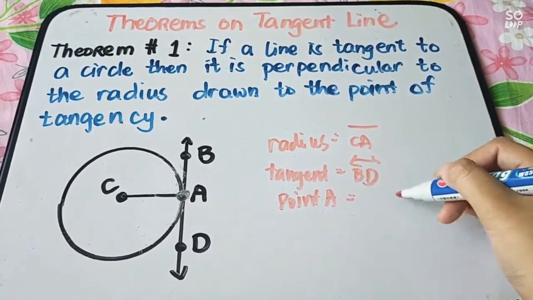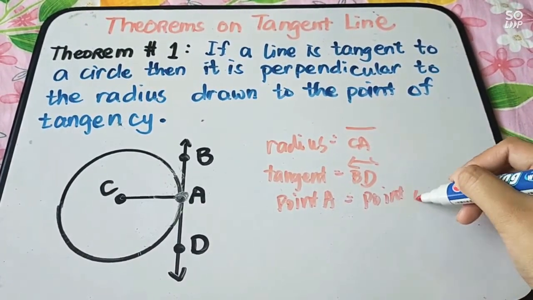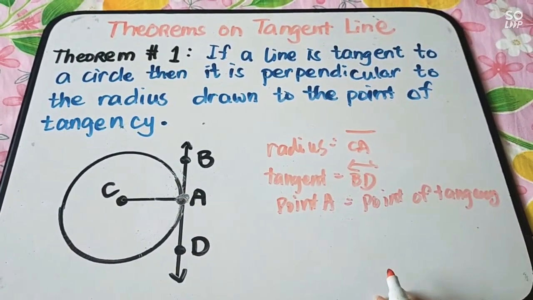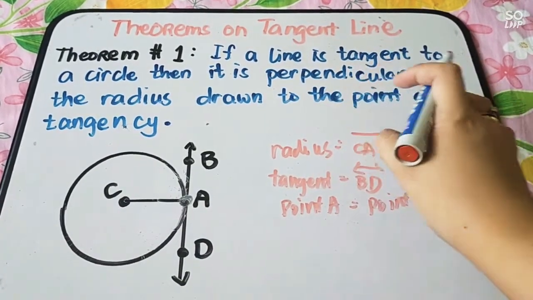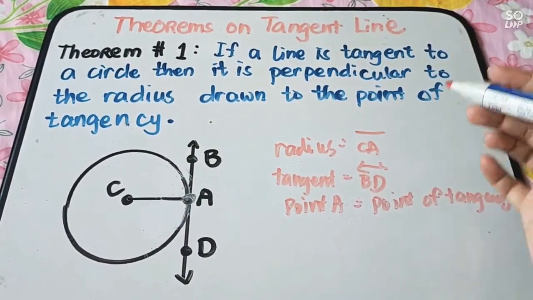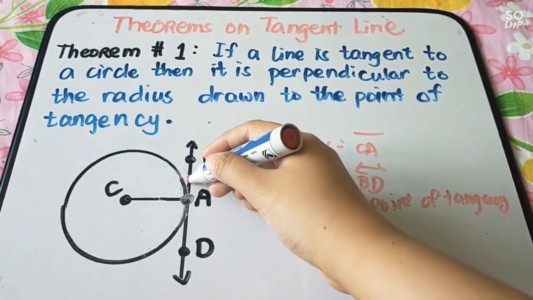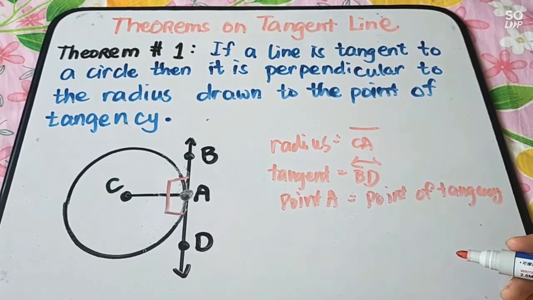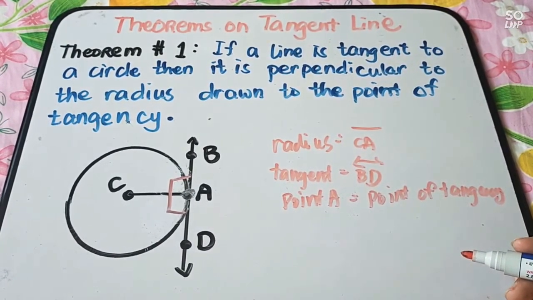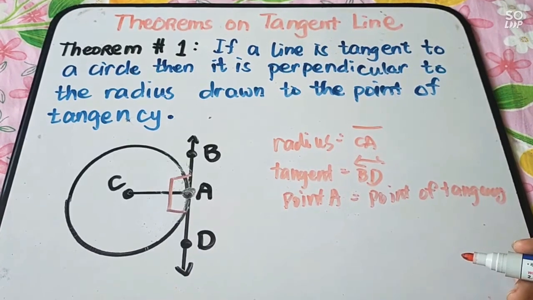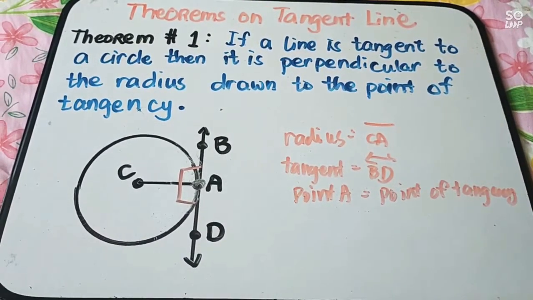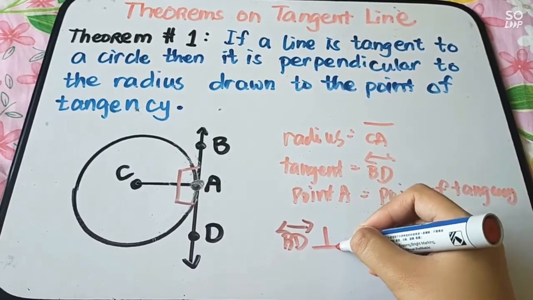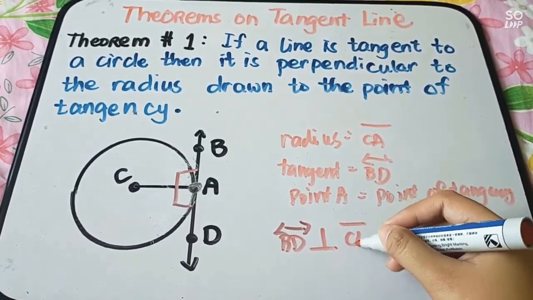The point of intersection of CA and BD is point A. This point A is what you call the point of tangency. Okay? Theorem number 1 says that if a line is tangent to the circle, it is perpendicular to the radius. So, this one is perpendicular. When you create perpendicular lines, you create a 90-degree angle or a right angle. So, line BD is perpendicular to segment CA.